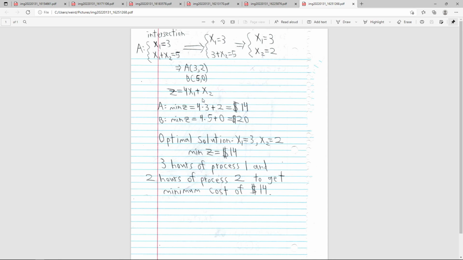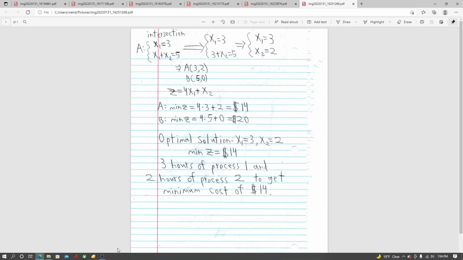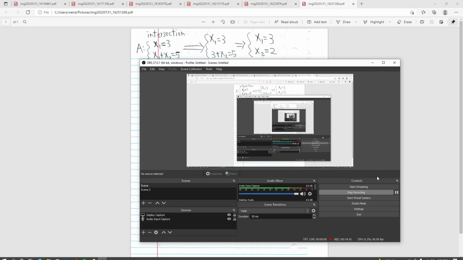Z equals 4x1 plus x2, so minimum Z equals 4 times 3 plus 2 equals $14, and minimum Z equals 4 times 5 plus 0 equals $20 for points A and B, respectively. $20 and $14. You take the smallest of these, and $14 is that. So the optimal solution is x1 equals 3, x2 equals 2, and minimum Z equals $14. So it's 3 hours of process 1 and 2 hours of process 2 to get the minimum cost of $14. And that's how you solve those types of LPs with 2 variables.